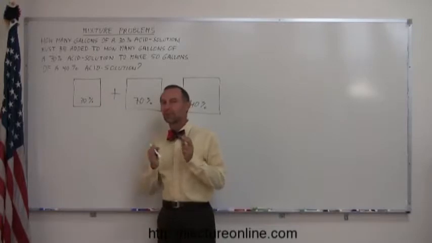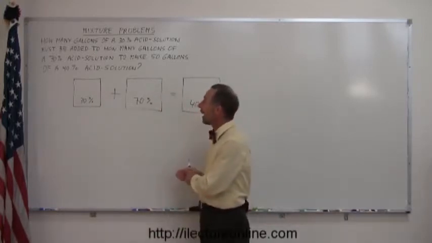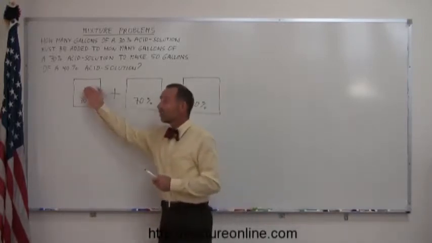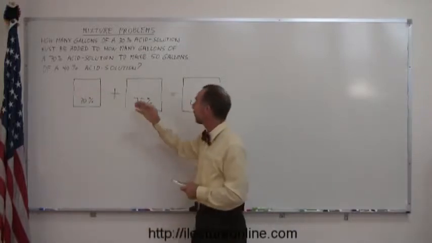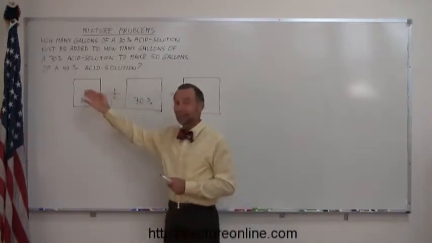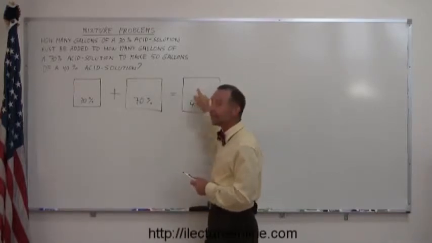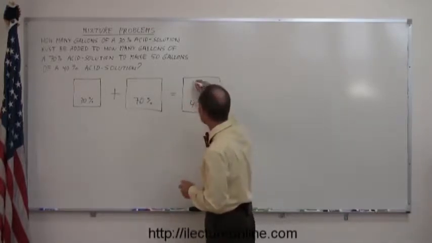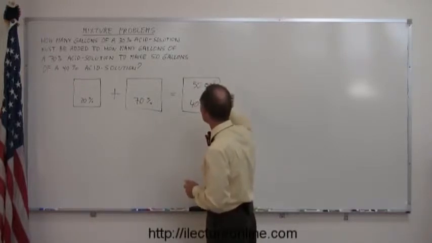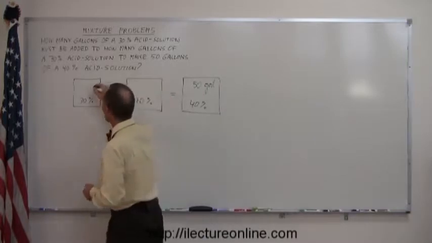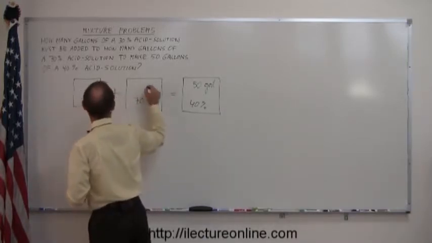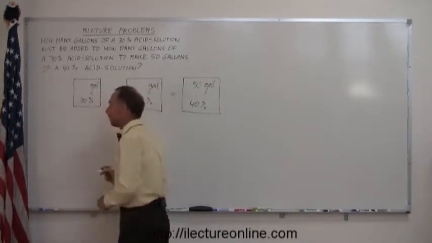Also in these boxes, we want to put how much of each that we have. Now, it doesn't tell you how much you use of this solution, and it doesn't tell you how much you use of this solution. As a matter of fact, that's what you're supposed to figure out. But it does tell you that you have 50 gallons of this solution. All right, so we put 50 gallons over here. So, how many gallons do we have here? And how many gallons do we have here?